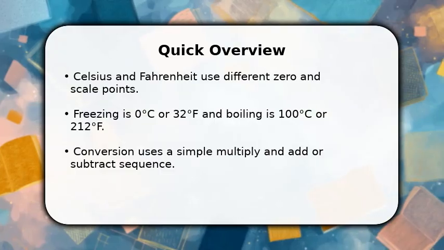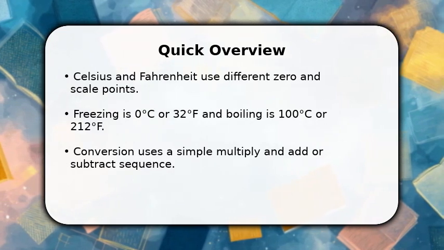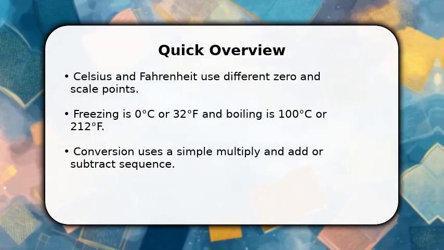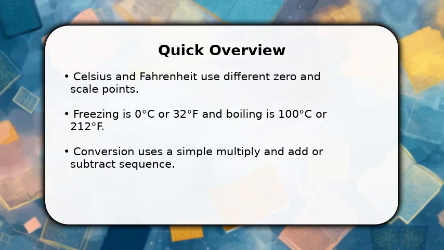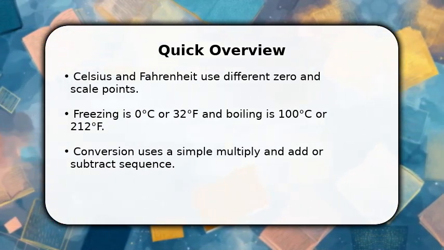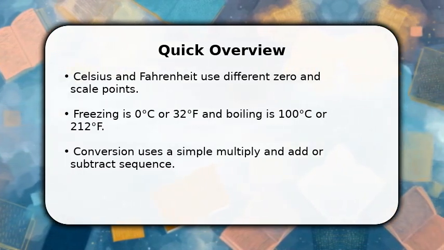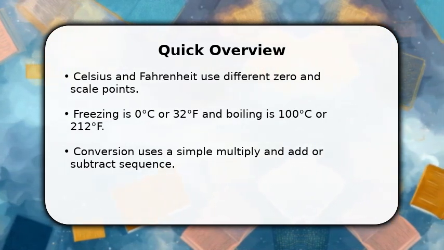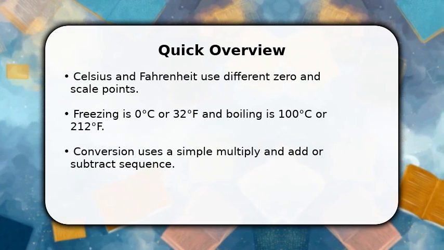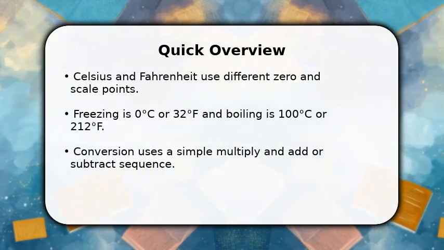Enjoy the video. In this video, I will show how to convert Celsius to Fahrenheit and vice versa step by step. Start by learning anchor points. Freezing is 0 degrees C equals 32 degrees F. Boiling is 100 degrees C equals 212 degrees F. Use the clear formulas and follow example problems to see each step. I'll give simple tips to avoid common errors and show quick checks so you can convert temperatures confidently in everyday situations.